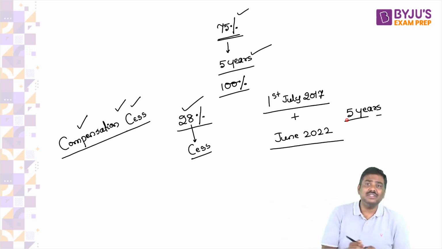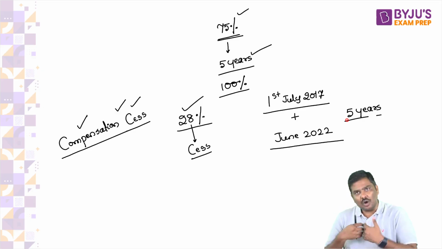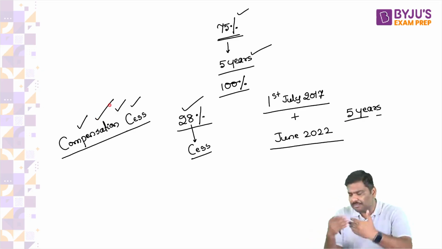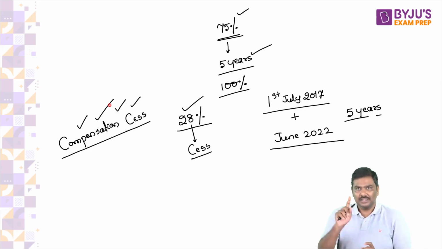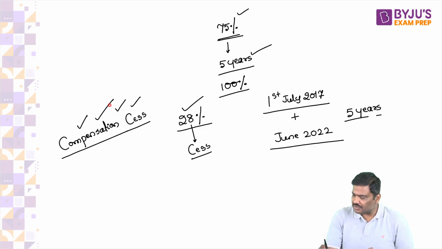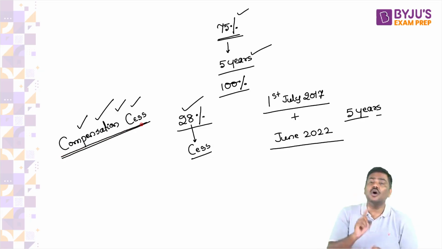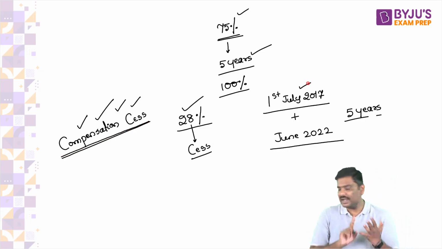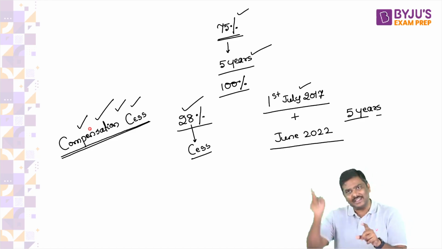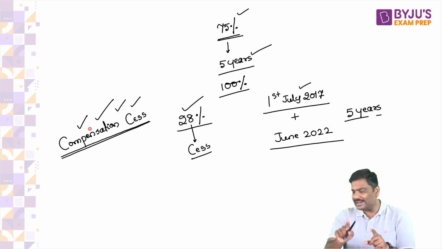What about the compensation cess? Has it been withdrawn, or is it still being implemented by the central government? The answer is, even after 5 years of the introduction of GST, even today, the compensation cess is used by the government. It is there. Please remember, the compensation cess is still there. It is still being collected by the government.